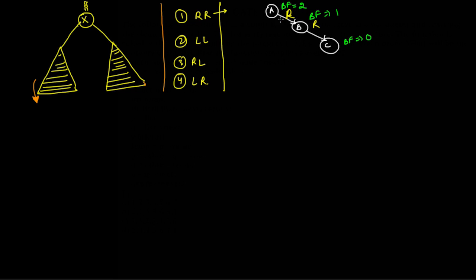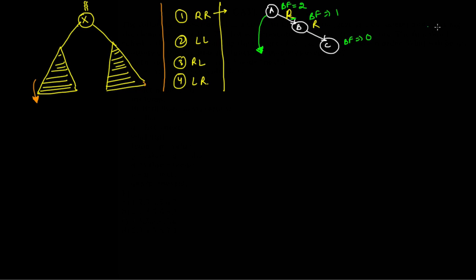Right, so because the balance factor of A is actually 2, you can say that this tree is not balanced. This is called a right anomaly, because as you can see, both the nodes are on the right side. So what we will do in this case is rotate this tree to make it balanced. How will you rotate it? You will make this rotation like this.